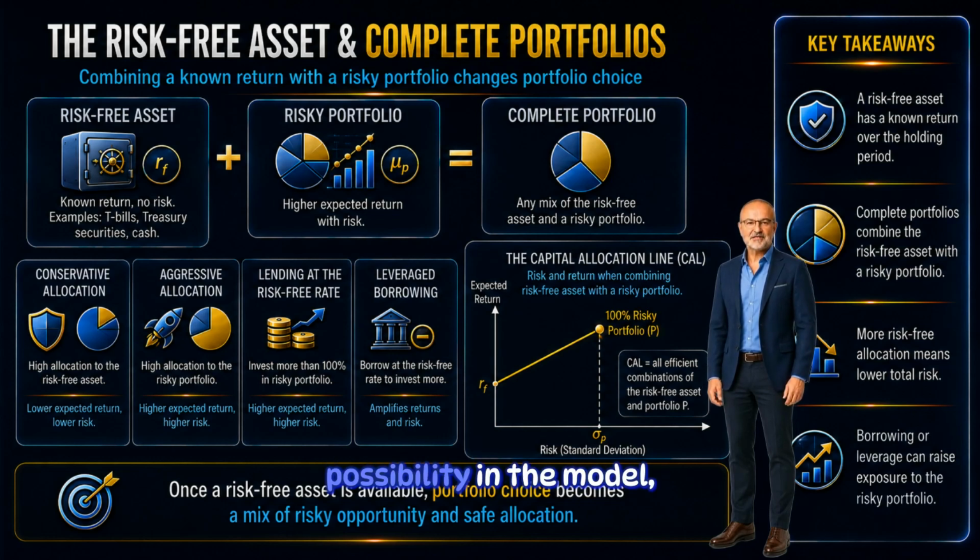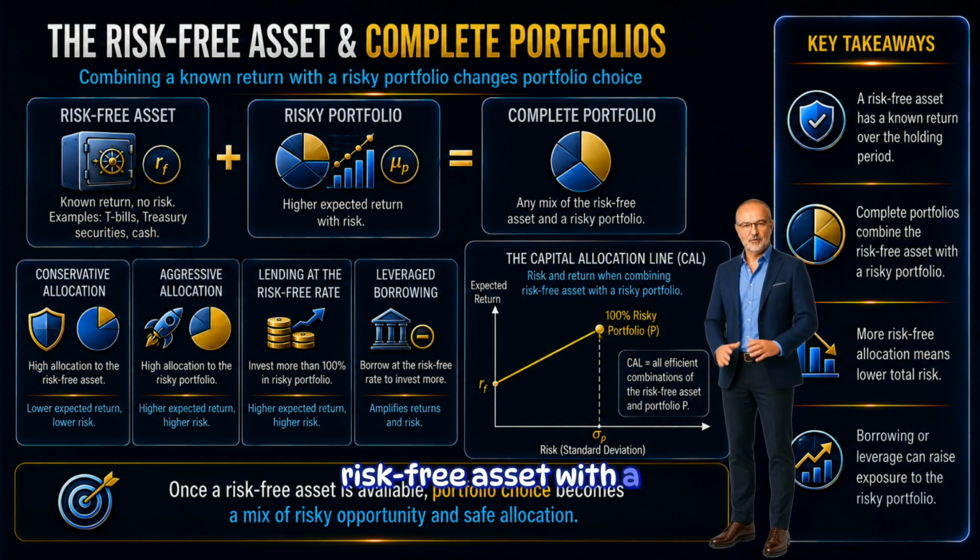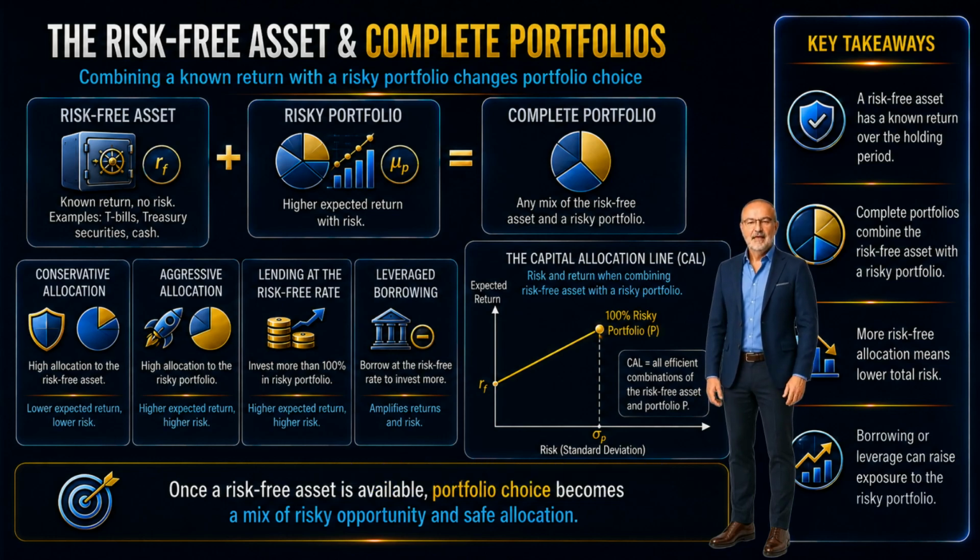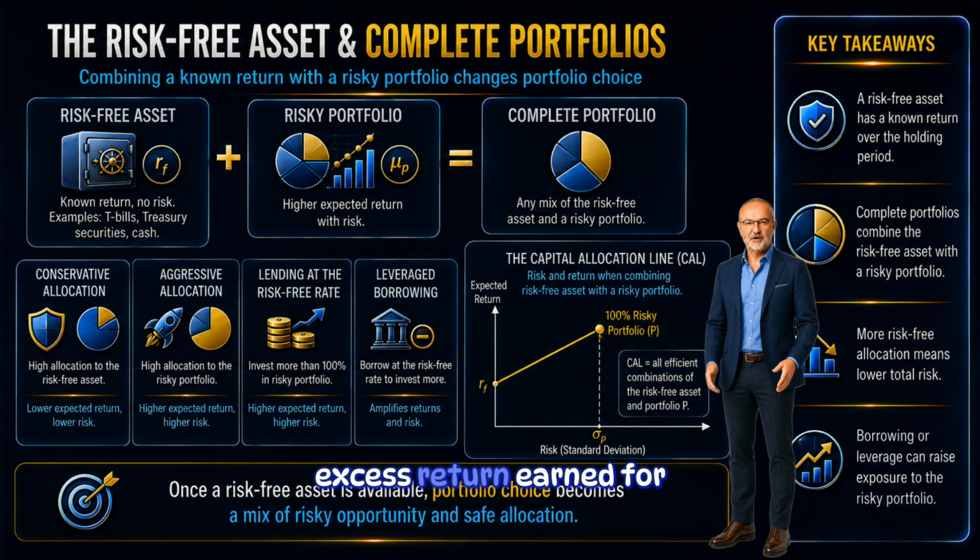This is a theoretical possibility in the model, although in practice, borrowing may be limited, costly, or unavailable at the same rate. When we combine a risk-free asset with a risky portfolio, the result is a straight line in risk-return space. This line is important because it shows all complete portfolios that can be formed from the risk-free asset and that selected risky portfolio. The slope of the line measures the expected excess return earned for each unit of portfolio risk. A steeper line is better. This leads us directly to the capital allocation line.